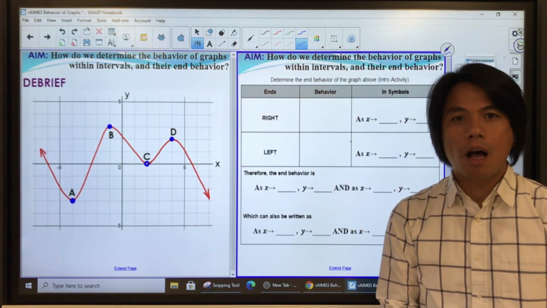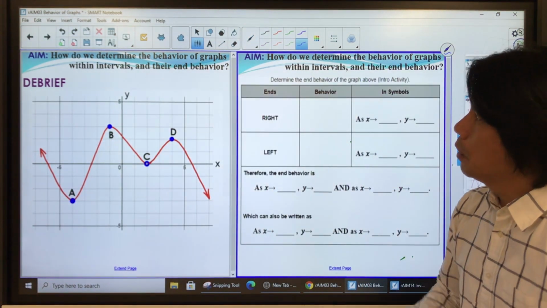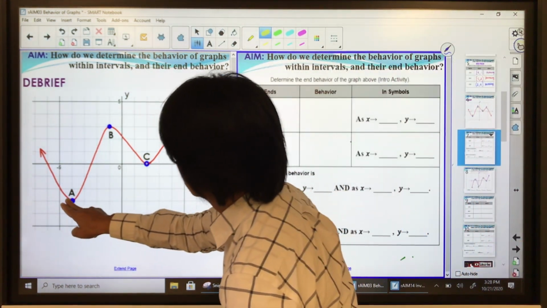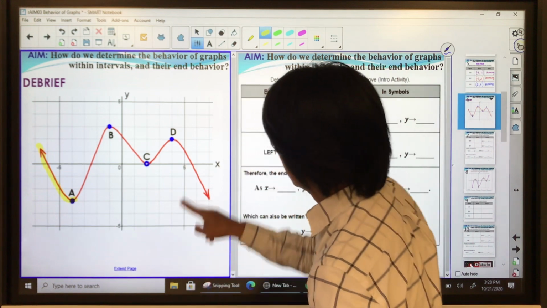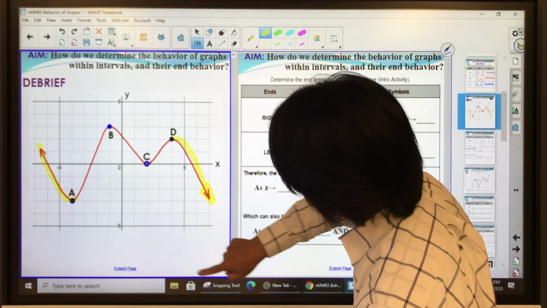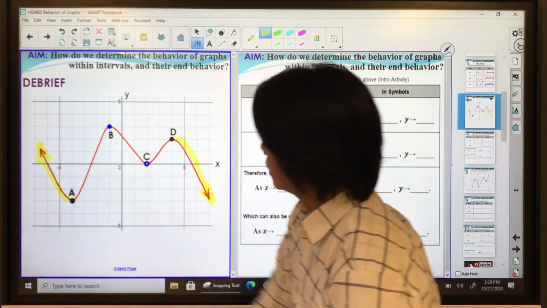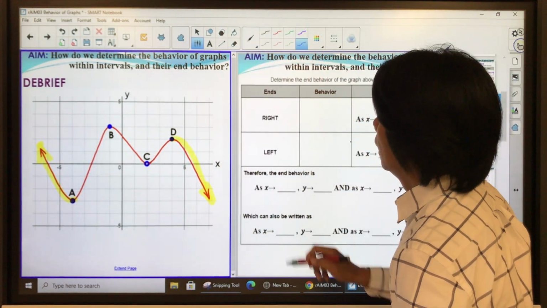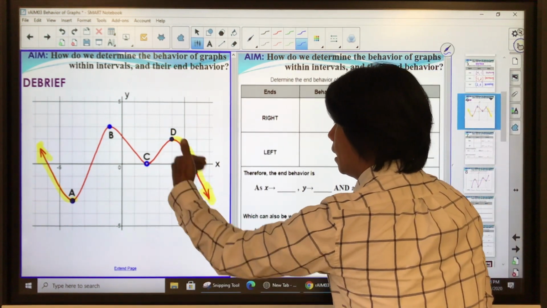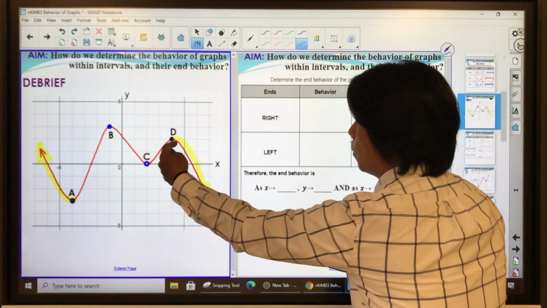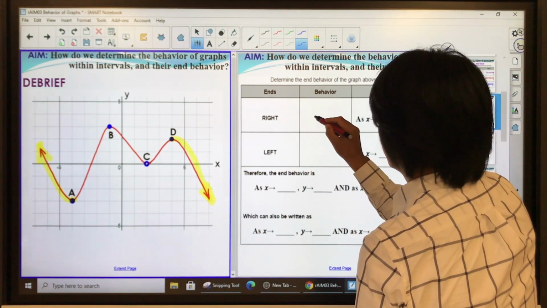Now let's focus on end behavior. When we say end behavior, we're focusing on this part of the graph and this part of the graph. And we're going to focus on the arrows on both ends. Obviously, this part is the right side, the right end. Where is it going? It's going down.